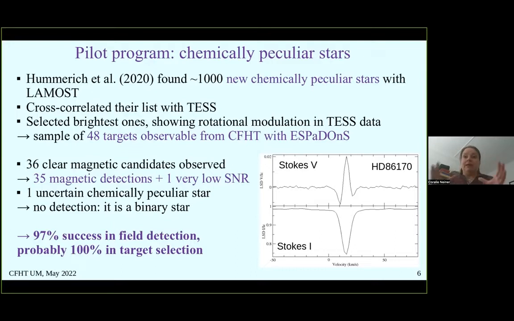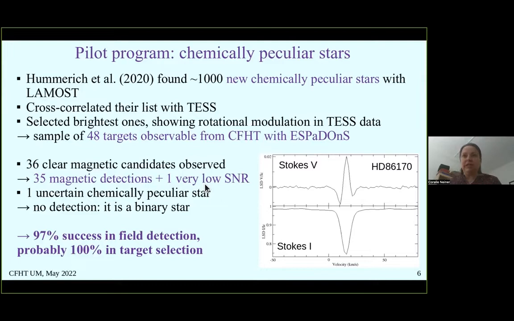And from this sublist, we selected the brightest targets, and we looked at all the TESS light curves to select those that show rotational modulation. And we ended up with 48 targets that were observable from CFHT with ESPaDOnS. And 36 of these targets have been observed last year and this year. And for 36 observed magnetic candidates, we obtained 35 magnetic detections. And for one star, we had a very low signal to noise.